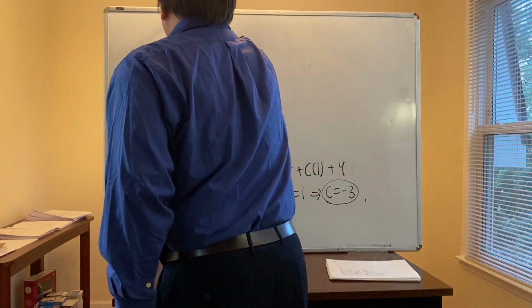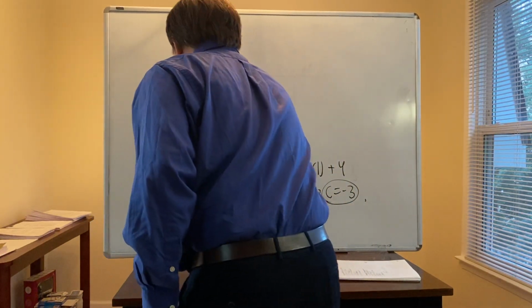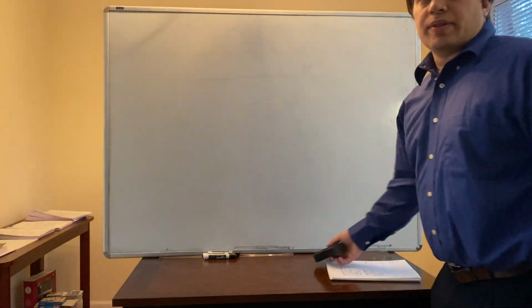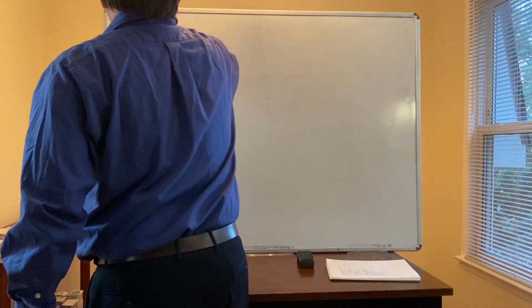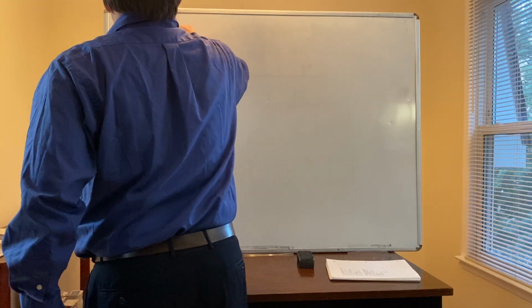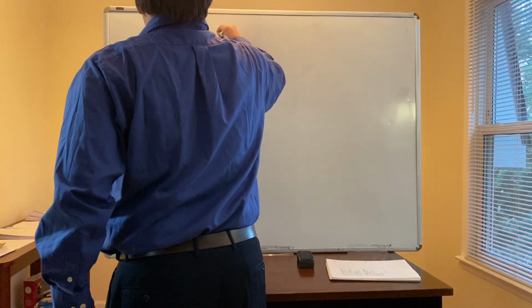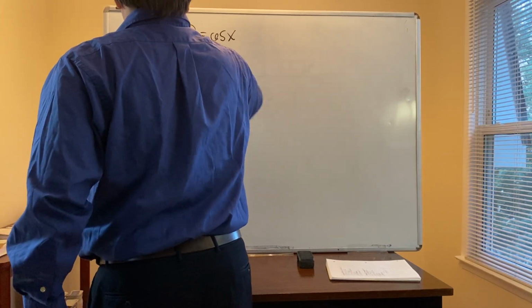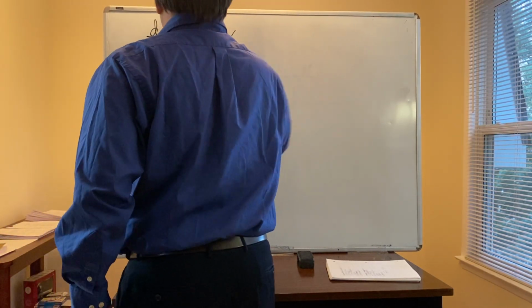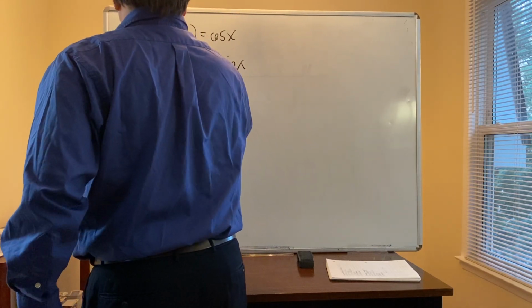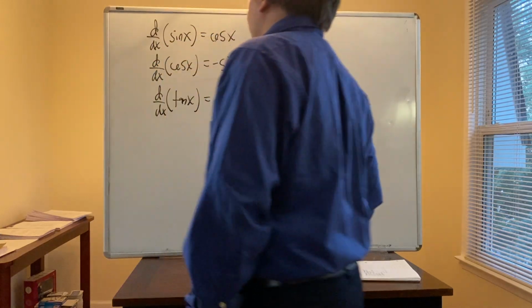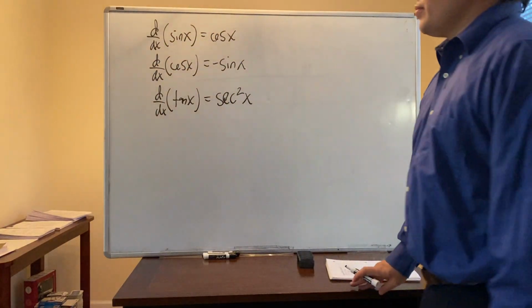So actually, quickly before I go to 4.1, I'm going to just review with you some derivatives quickly, okay? If you take the derivative of sine x, it's equal to cosine x. If you take the derivative of cosine x, it's negative sine x. If you take the derivative of tan x, it's equal to secant squared x. Okay?